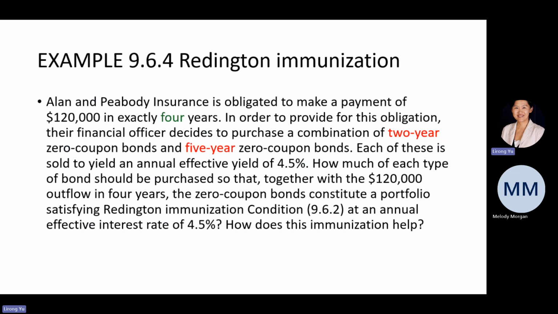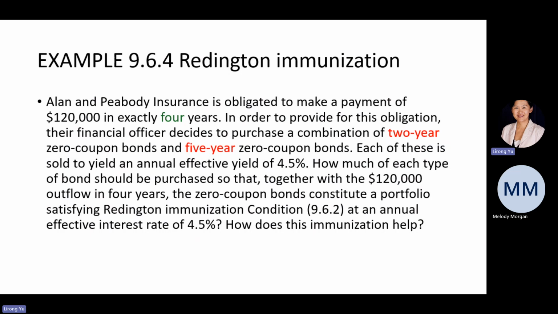This is the fourth example on 9.6. We're talking about an insurance company that is obligated to make a payment of 120,000 in exactly 4 years. In order to provide for this obligation, their financial officers decide to purchase a combination of a 2-year zero coupon bond and a 5-year zero coupon bond. So the liability is at time 4. We decided to make purchases, so the assets are at time 2 and time 5.